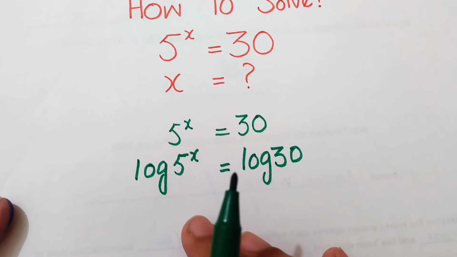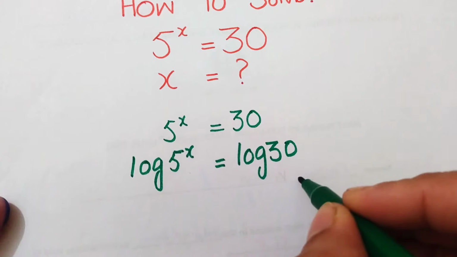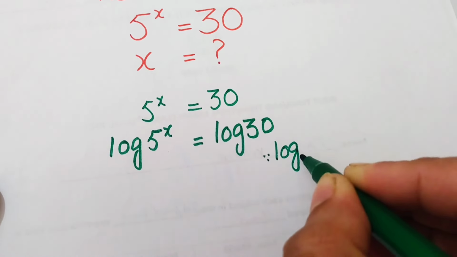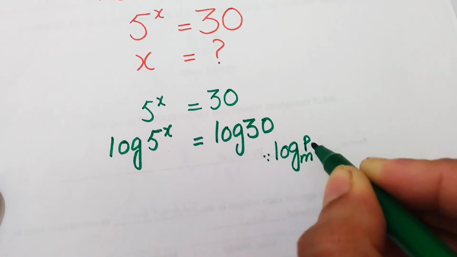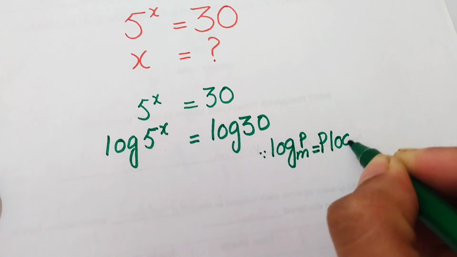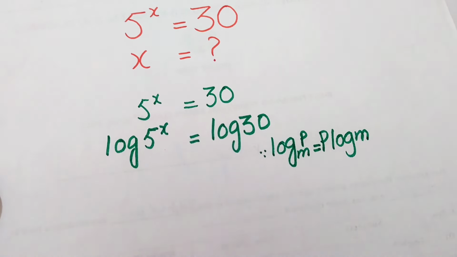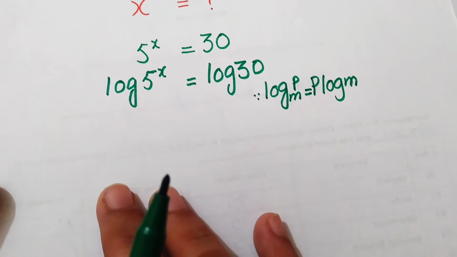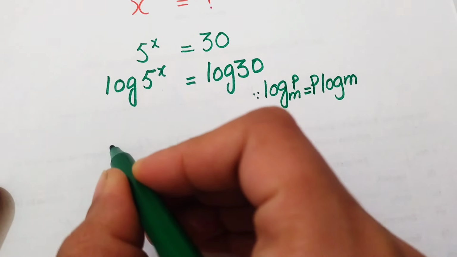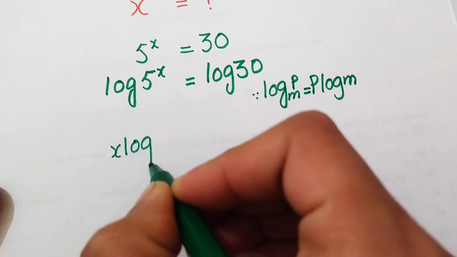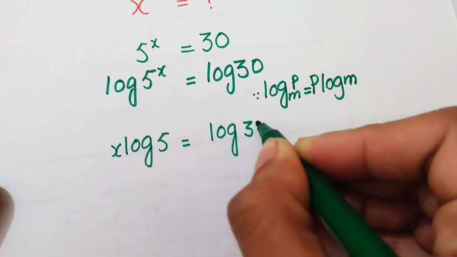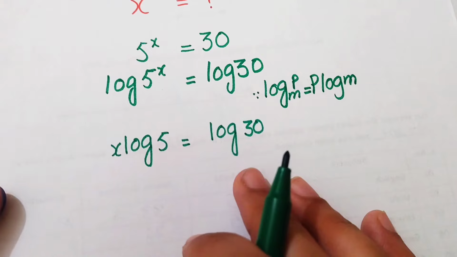As we know, the property of log is log m^p is equal to p log m. So we write this equation as x log 5 is equal to log 30. Now we divide both sides by log 5.